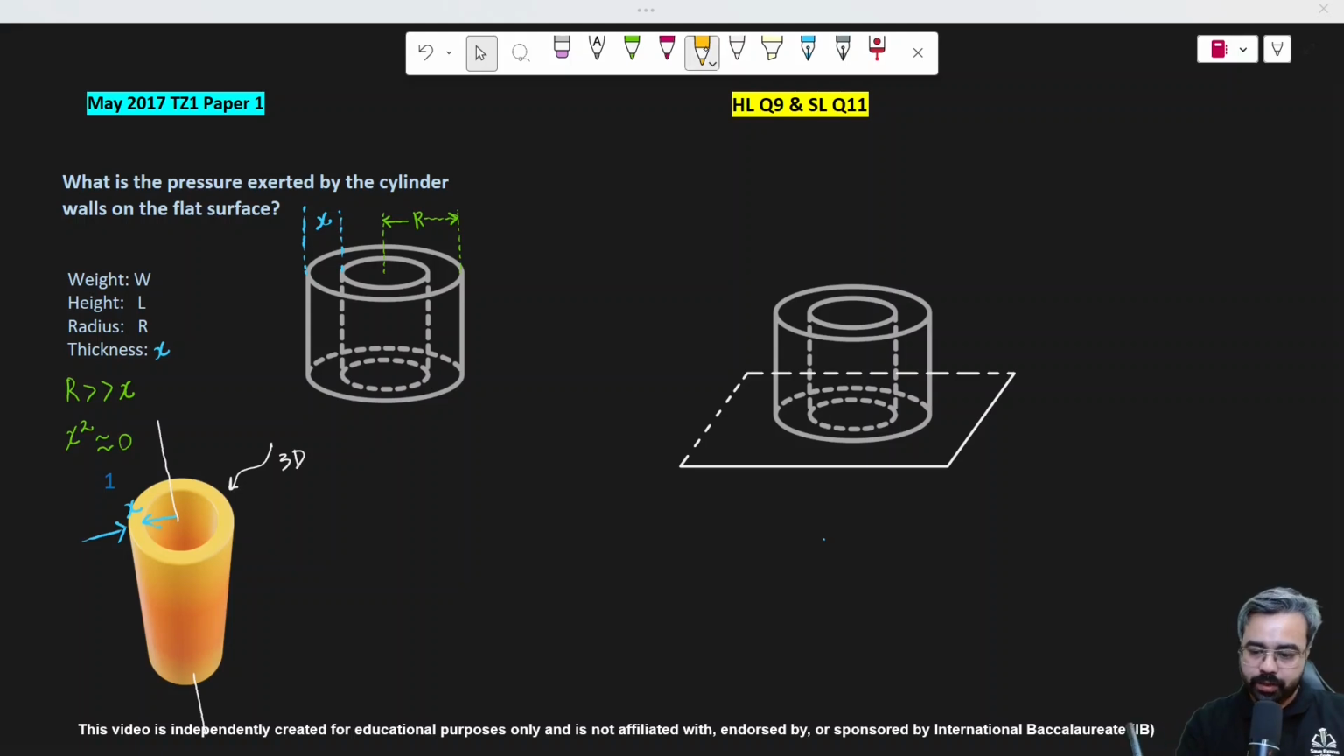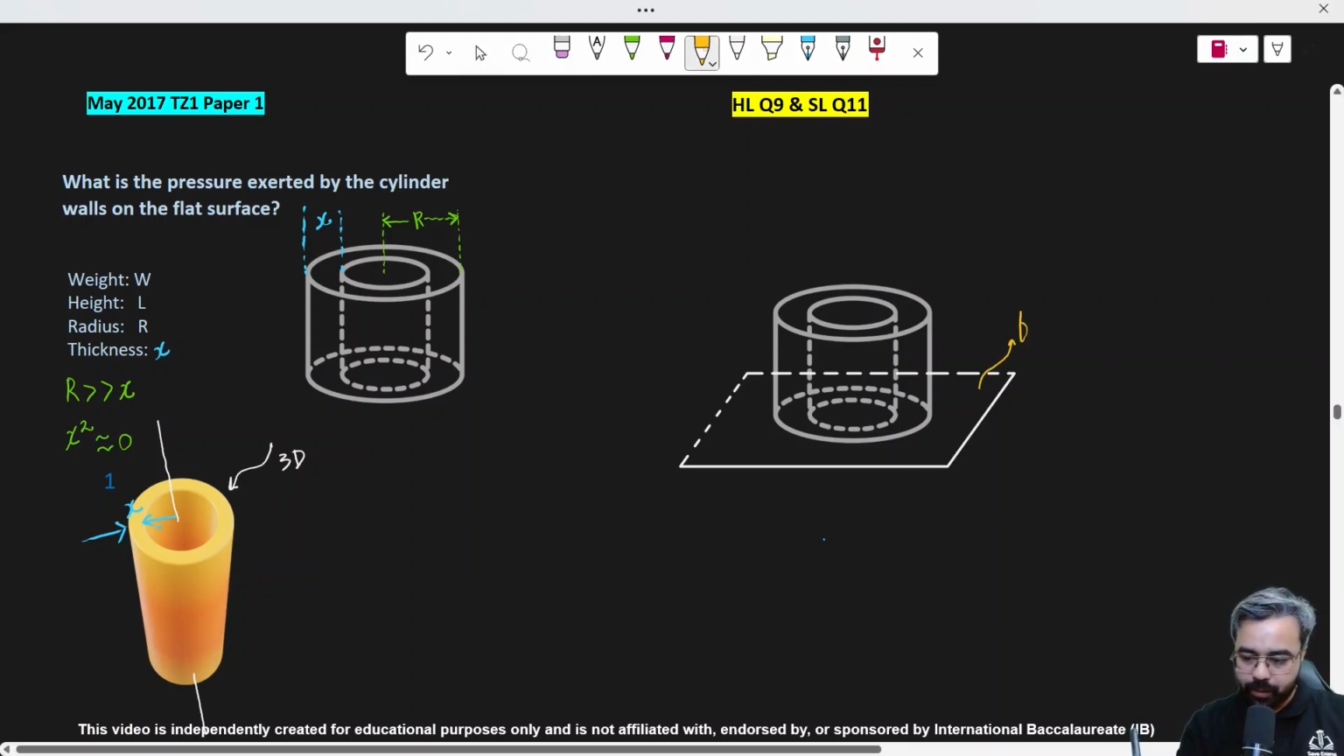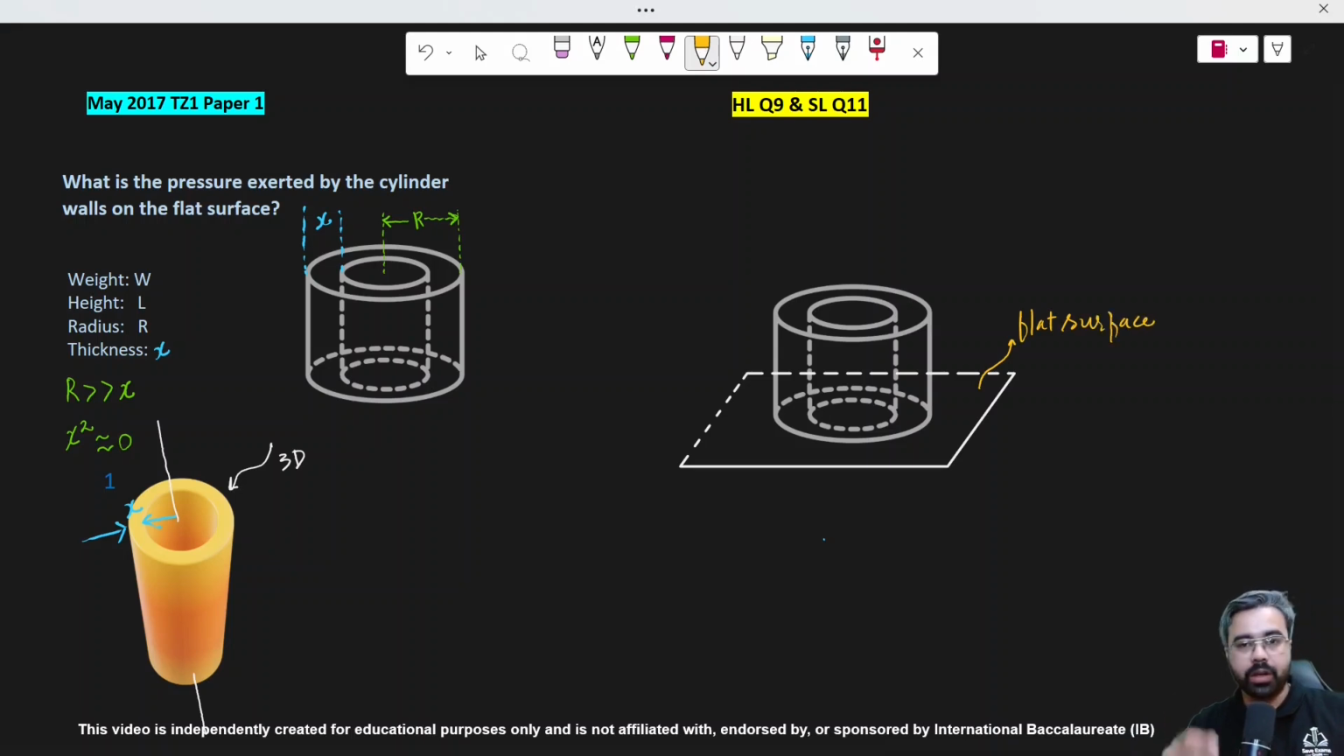So it is placed on this flat surface, and we have to find out what pressure it exerts on this flat surface if its weight is W. So W is its weight, which passes through its center of mass, and it is exerting force on this flat surface. That is a normal force, and this force is the pull of Earth on the cylinder that we are calling the weight W.